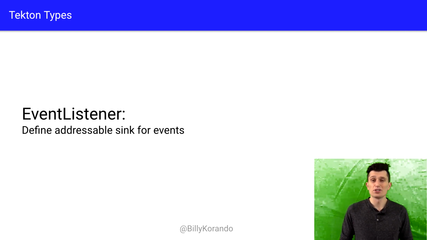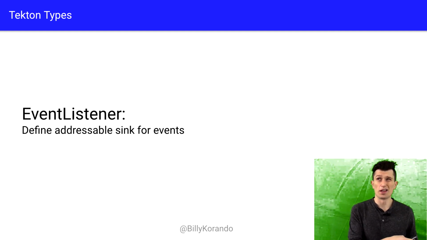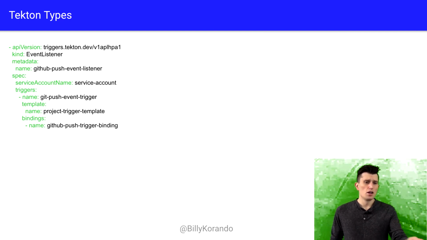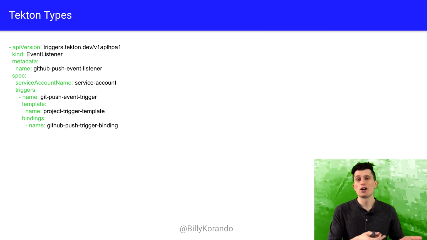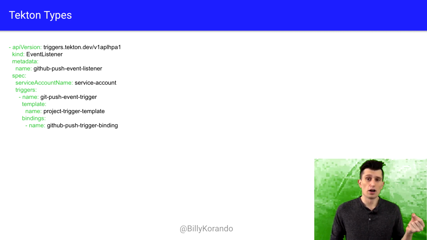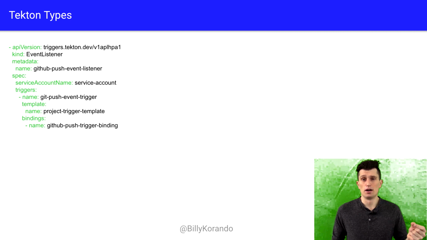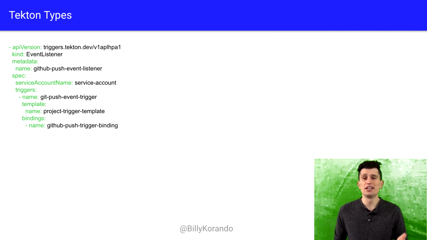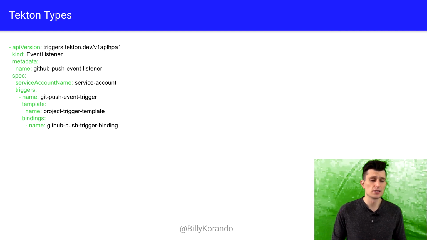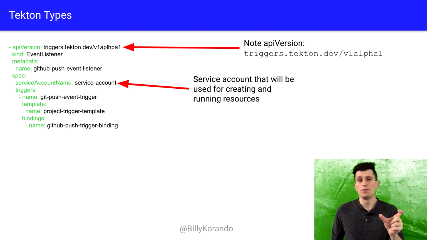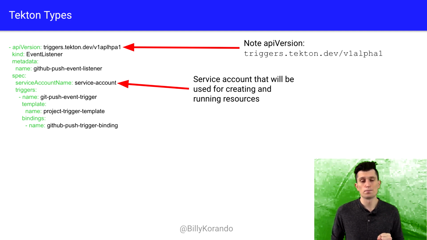So next, we're going to get into how we're actually going to trigger one of these builds. We're going to look first at the event listener, and this defines an addressable sink for events. They could be, I think, both push events and also HTTP REST calls. So here, an event listener, and this is probably how many people are going to be using the event listeners, to listen for a push event on a Git project. And again, it's going to need a service account because it's going to be creating resources.